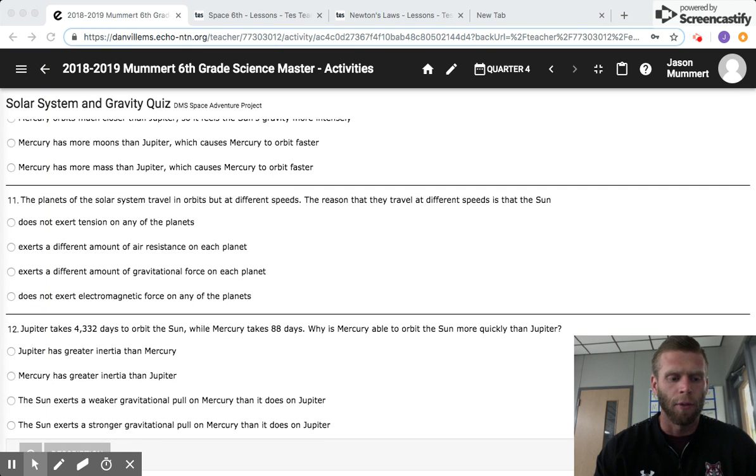And finally, question 12. Jupiter takes 4,332 days to orbit the Sun, while Mercury takes 88 days. Why is Mercury able to orbit the Sun more quickly than Jupiter? Jupiter has greater inertia than Mercury. Mercury has greater inertia than Jupiter. The Sun exerts a weaker gravitational pull on Mercury than on Jupiter. Or the Sun exerts a stronger gravitational pull on Mercury than it does on Jupiter.